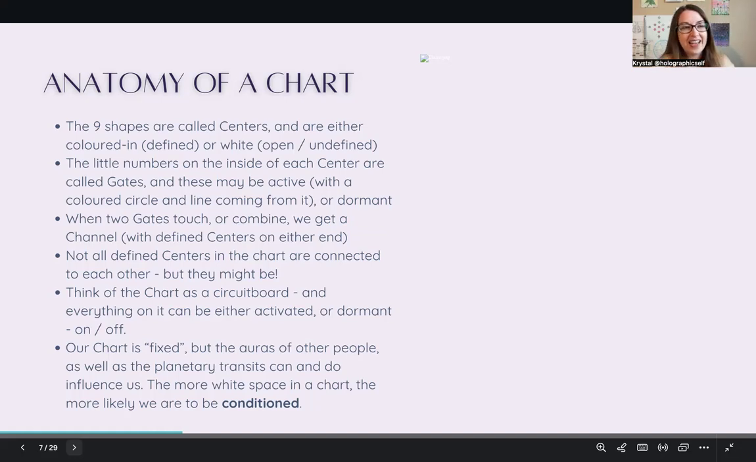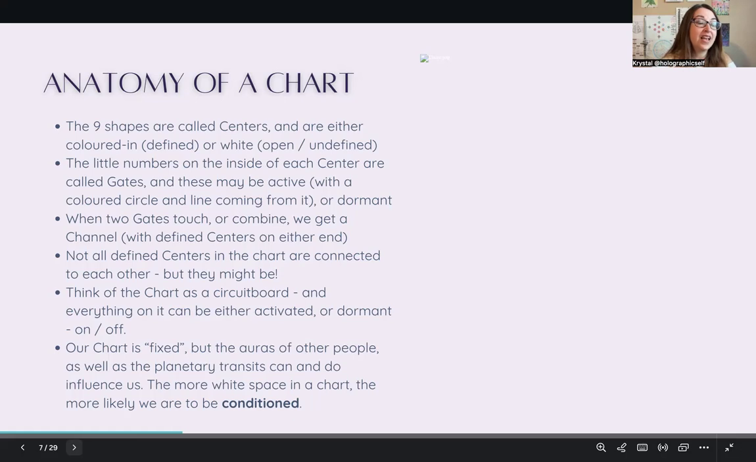This is another nuance that I love about human design that we're going to talk about more later. We all have the whole chart. Now, when two gates touch or combine, we get a channel. And when you have a channel connecting two gates, the centers on either end of those are also going to be defined. And so you might want to think of the chart as like a circuit board in electricity where things are either on and flowing or off. And off doesn't mean permanently off. Off just means it's not consistent for you at that time.